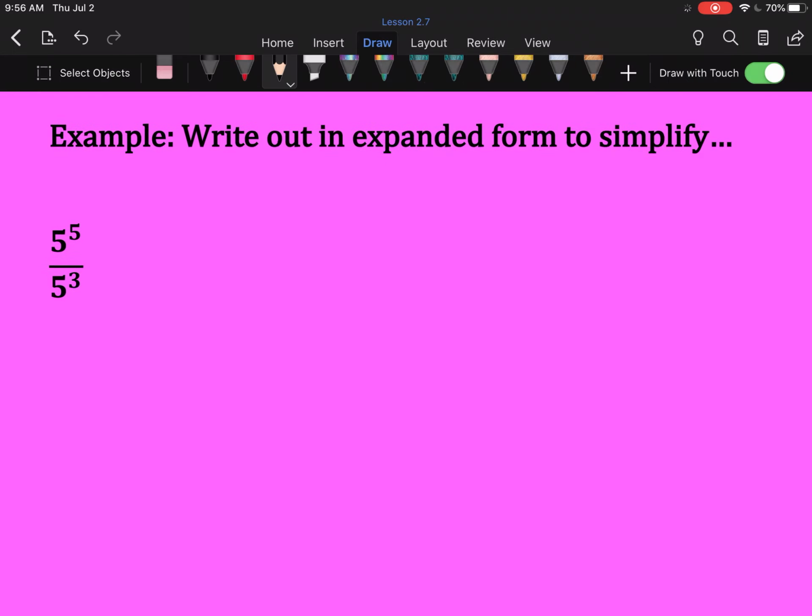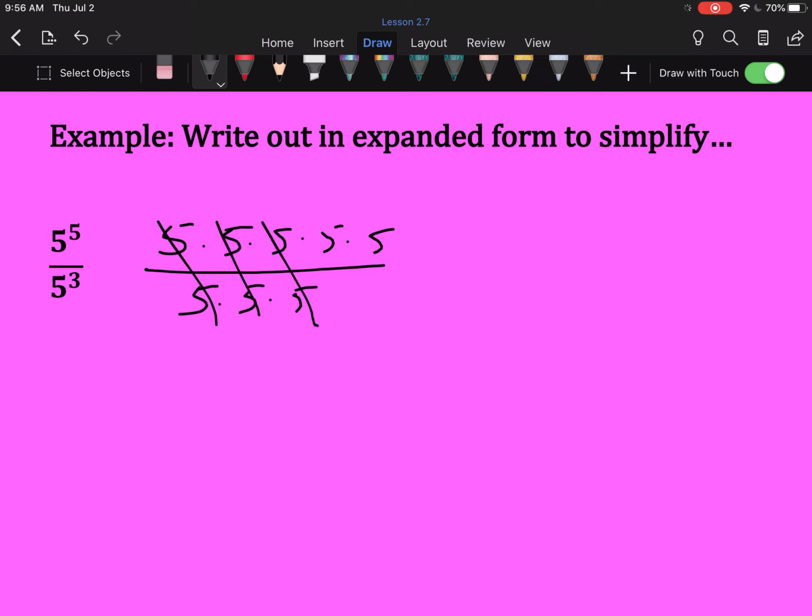Write this out in expanded form to simplify. Okay, so expanded form would look like this. 5 times 5 times 5 times 5 times 5. The denominator will have 5 times 5 times 5. Think back, when you deal with fractions and multiplication, you are allowed to simplify. Meaning, so long as I've got multiple copies of the same thing, I can cancel them. That leaves me with 2 5s in the numerator. That is 5 squared. And hey, look, isn't that convenient? 5 minus 3 is 2.